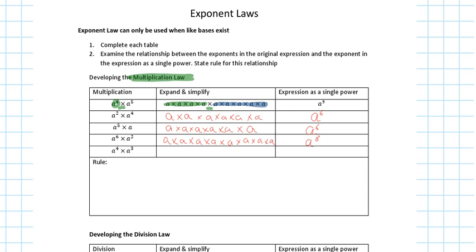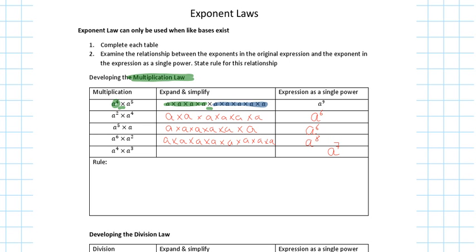Add the exponents. So if you have the same base and you're multiplying them, the easiest way to do this is you keep the base and you add the exponents. So for this one, I can keep my base, which is a, and then I add my exponents, which is 7.